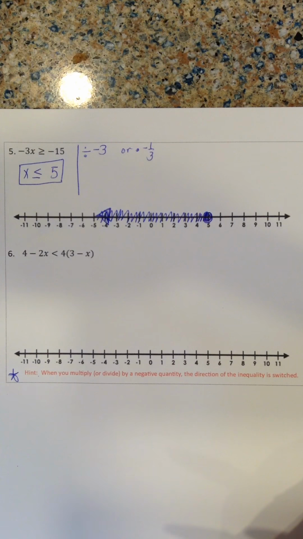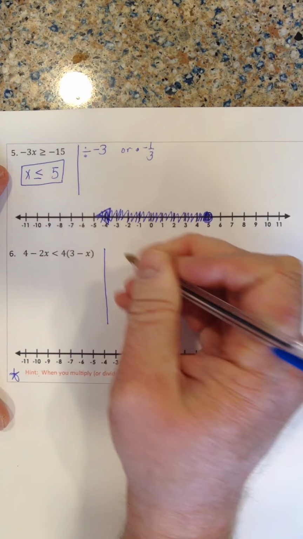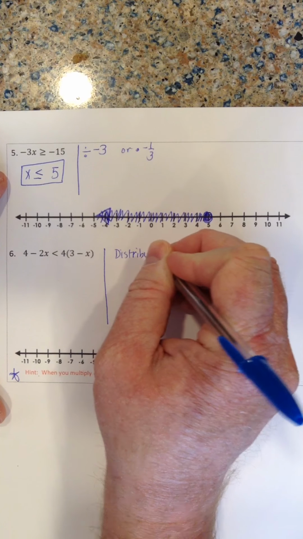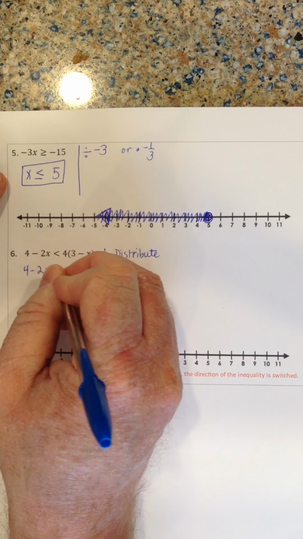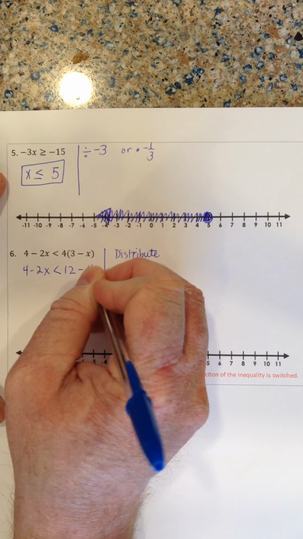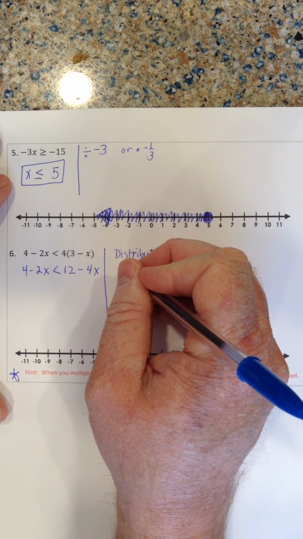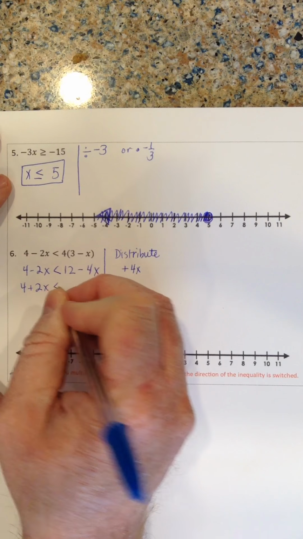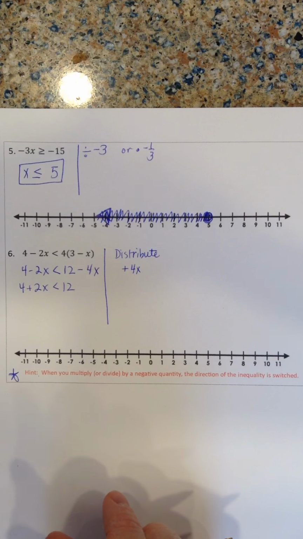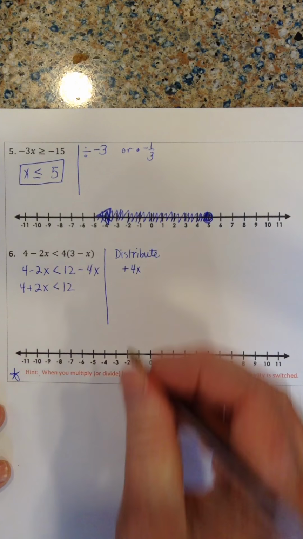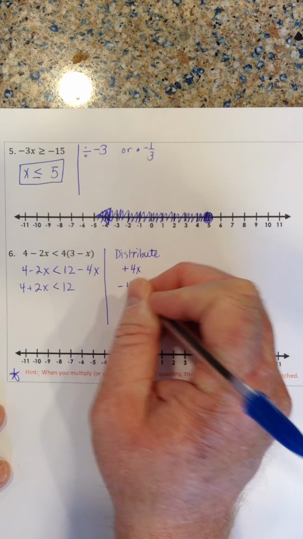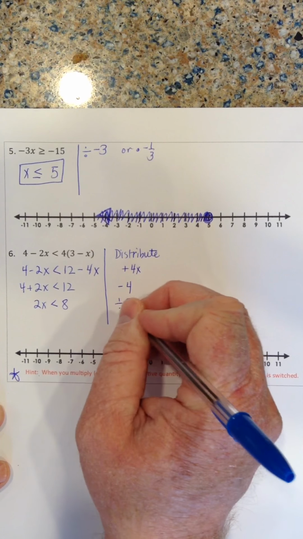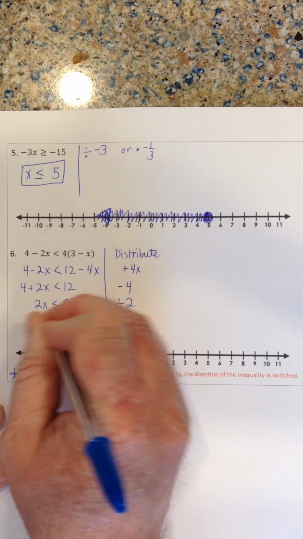Last example. This one is a little more challenging, but I think you're up to it. Okay, I'm going to distribute first, just like I would with an equation. So I get 4 minus 2x is less than 12 minus 4x. Okay, I'm going to add 4x. So I get 4 plus 2x is less than 12. Because with these, I like my x's to be on the left side of the inequality. So now I'm going to subtract 4. So I get 2x is less than 8. And now I'm going to divide by 2. So I get x is less than 4.